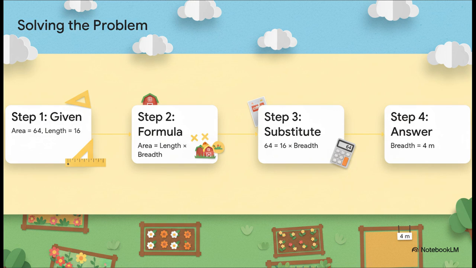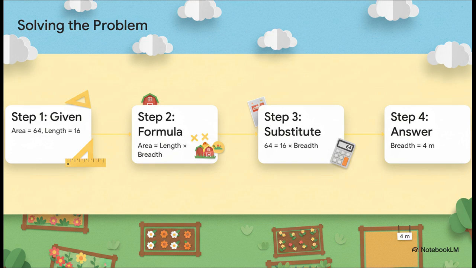First, what do we know? We know the area is 64 and the length is 16. What is our magic formula? It's area equals length times breadth. So we can just write 64 equals 16 multiplied by what? What number do you multiply by 16 to get 64? Think about your 16 times table. Come on. Yes, it's 4. So the breadth is 4 meters.